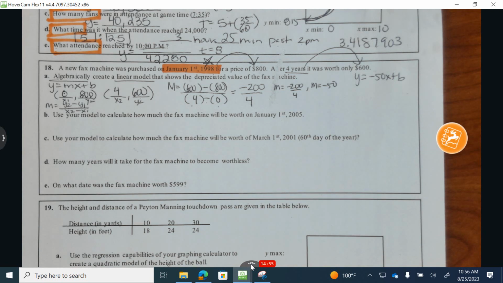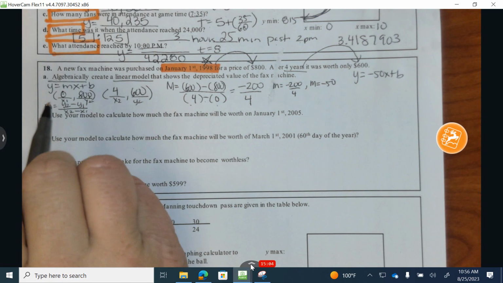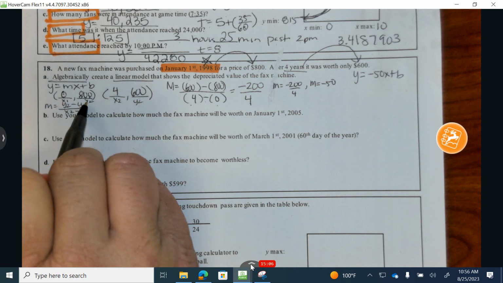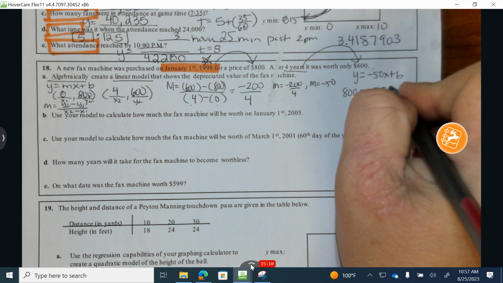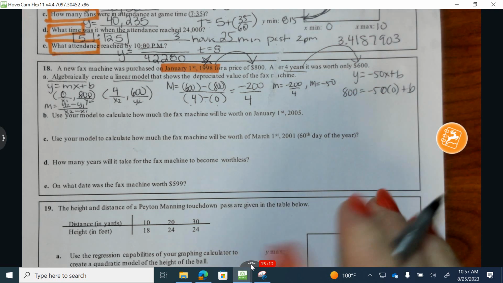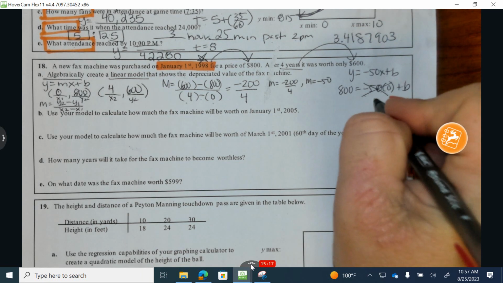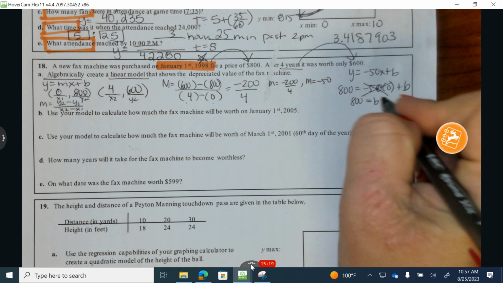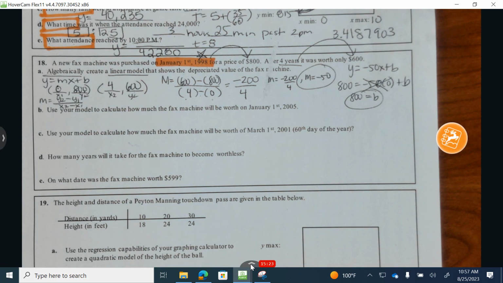Now, I personally am choosing the first ordered pair. Does anybody know why I'm choosing that? Has a 0. And anytime something has a 0 or a 1, I'm like, yes, that looks like an easier point to use. This will replace X and this will replace Y. Negative 50 times 0 is 0, and there's my answer. B equals 800. Once you have an M and you have a B, you can write your final answer down.